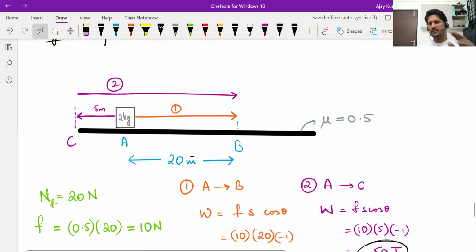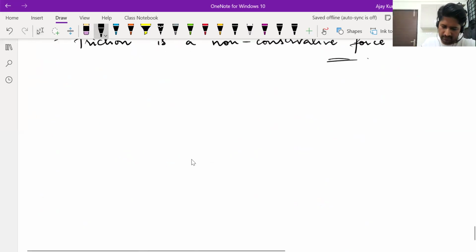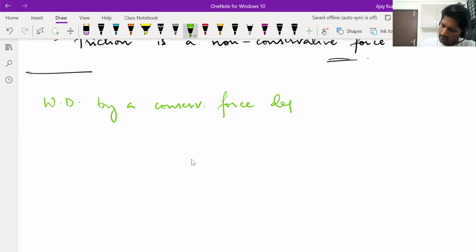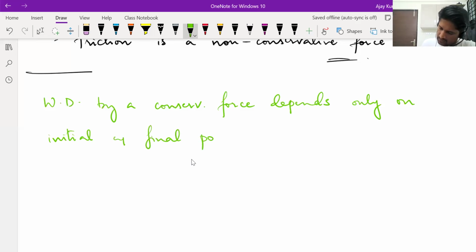There is another way also to define conservative forces. Listen. Work done by a conservative force, we are saying, depends only on initial and final positions, right? This is the definition that we had already discussed. It does not depend on the path followed.